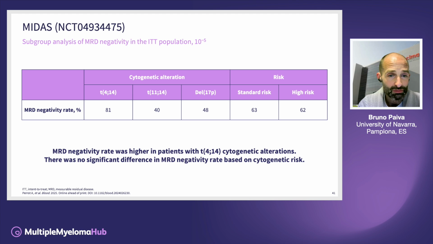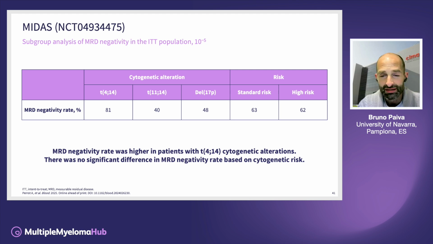Another important point is the fact that we can learn also in real time, based on MRD negative rates within a single study, who are the patients that are benefiting the most versus those that are not benefiting that much from this regimen. And this, for example, can be observed regarding cytogenetics in the MIRAS trial.